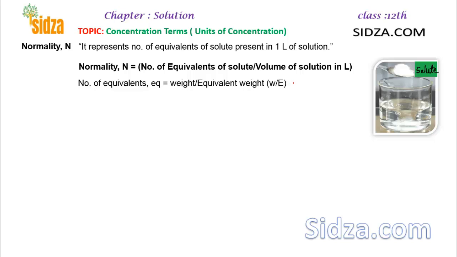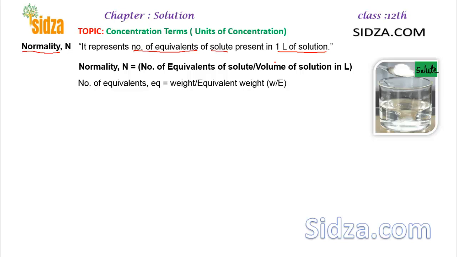Now we'll learn about normality. Normality, as previously discussed, is one of the methods of expressing the concentration of a solution. Normality represents the number of gram equivalents of solute present in 1 liter of a solution. So when you prepare a solution, suppose you have 1 liter, how many gram equivalents of the solute are there in it? That's what we call normality.